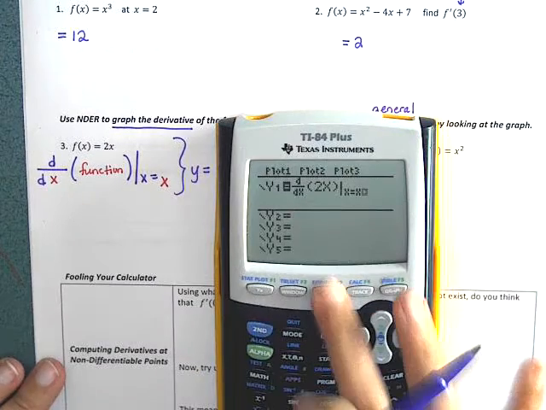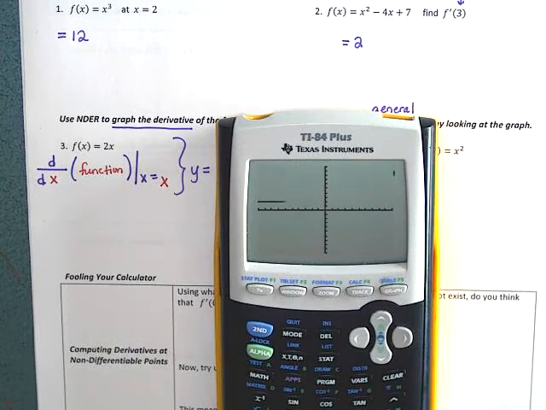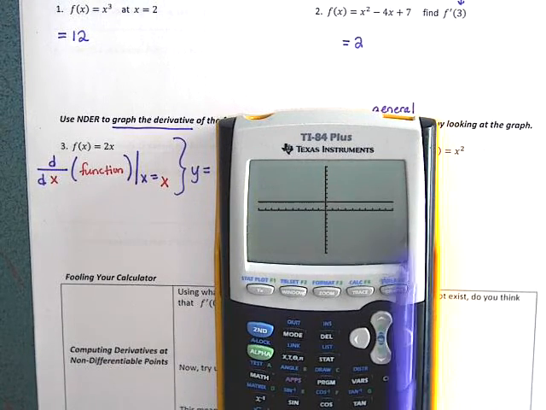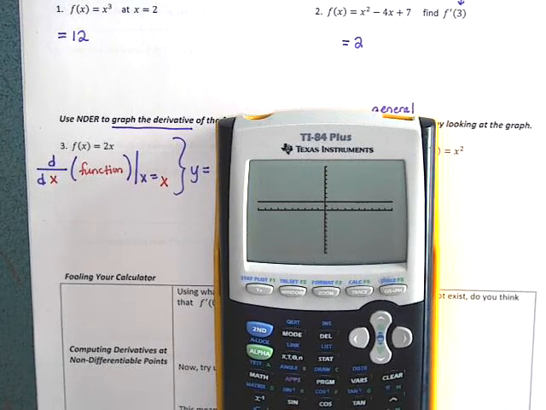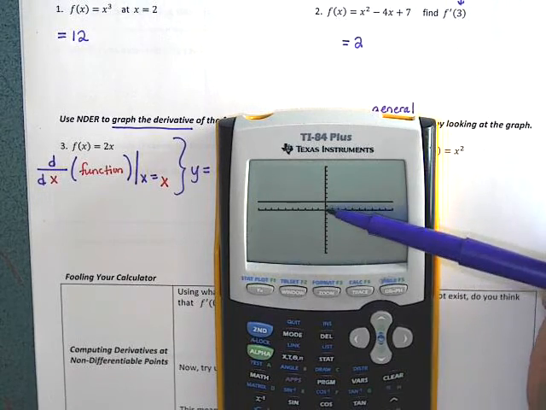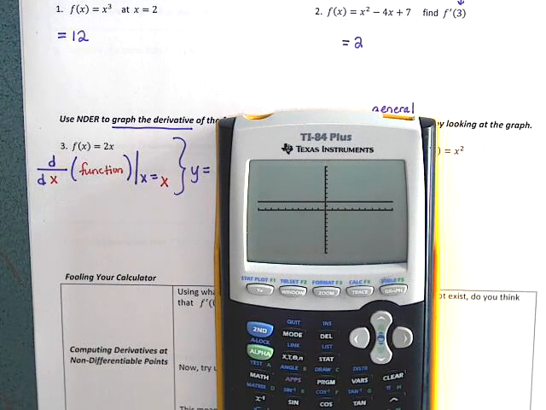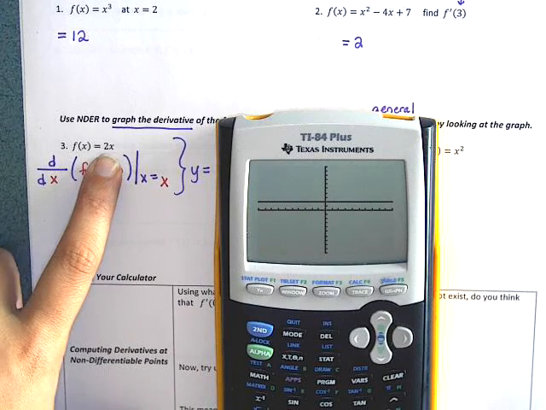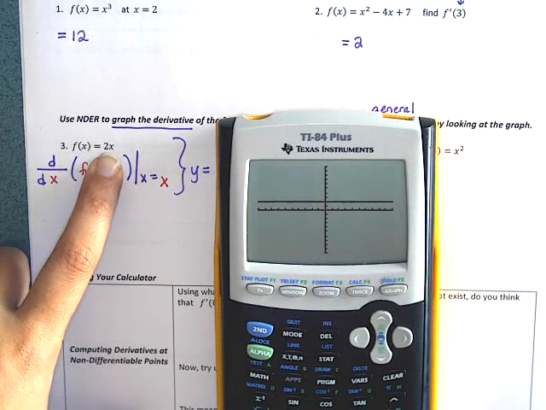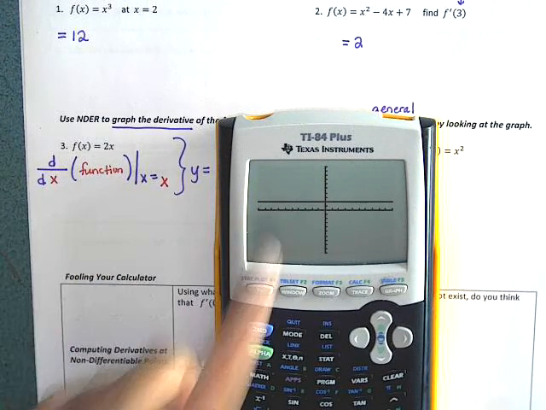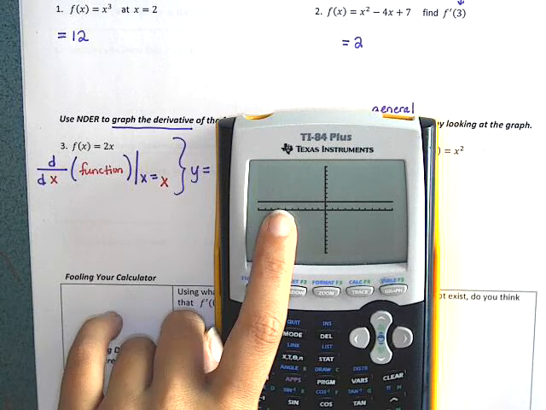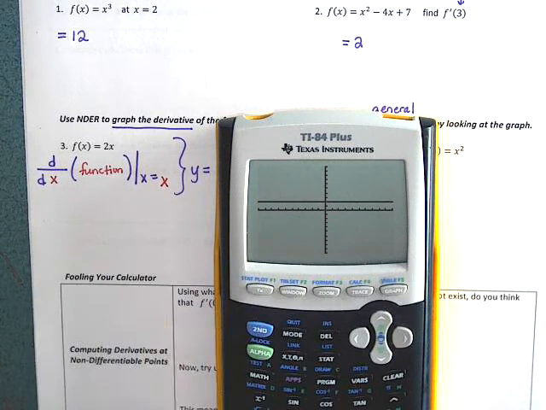Now if I go to zoom 6, which is like standard zoom, you'll notice it's drawing the graph very slowly. It's basically calculating a whole bunch of derivative values and graphing them for you. If you'll notice, the graph of this looks like a horizontal line. Specifically, it's a horizontal line located at the value 2. Think about the graph of this original. This original is a line whose slope is 2. So because the slope is 2 all the time, all of these y values are 2 all of the time.